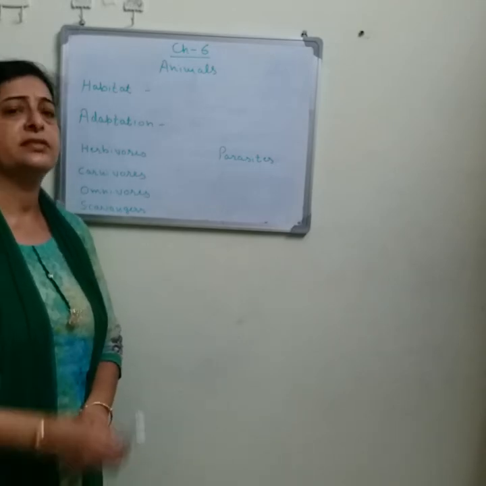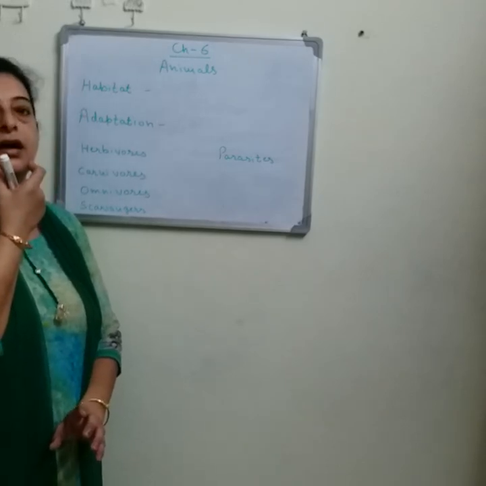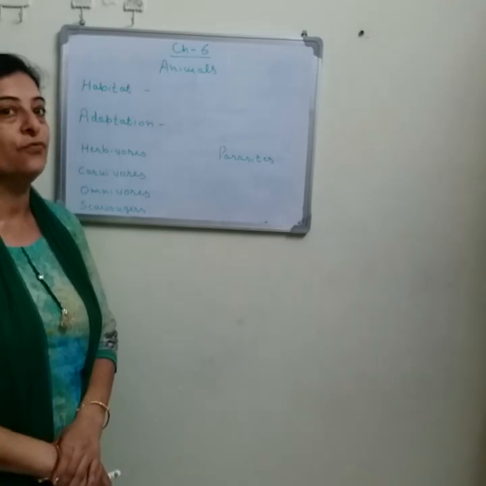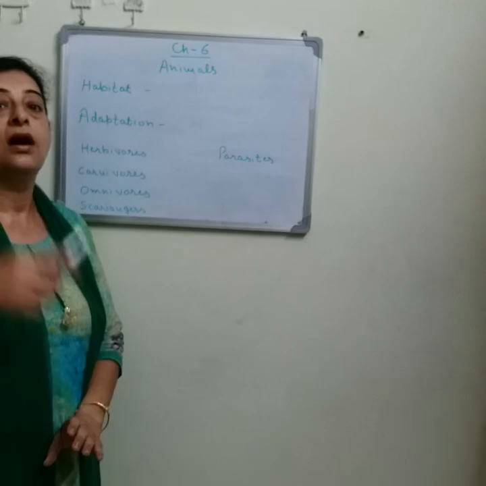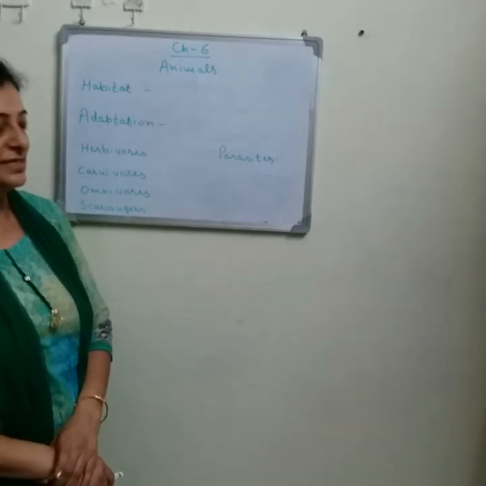Now omnivores eat both plants as well as animals. At the front they have sharp teeth, and at the back of their mouth they have broad teeth to chew the food, because in omnivores there is a process of chewing the food, and after that the food is digested.